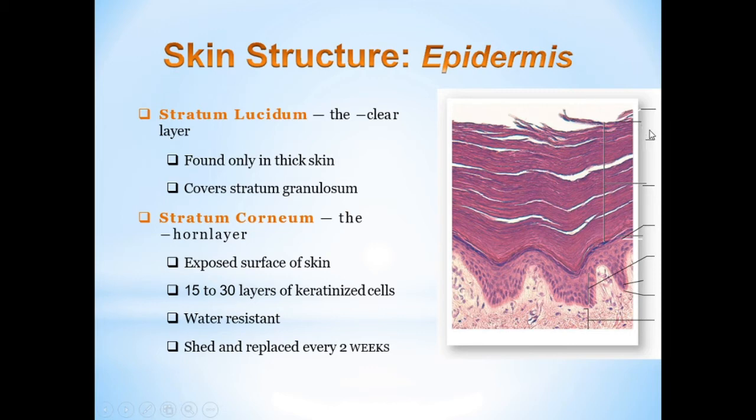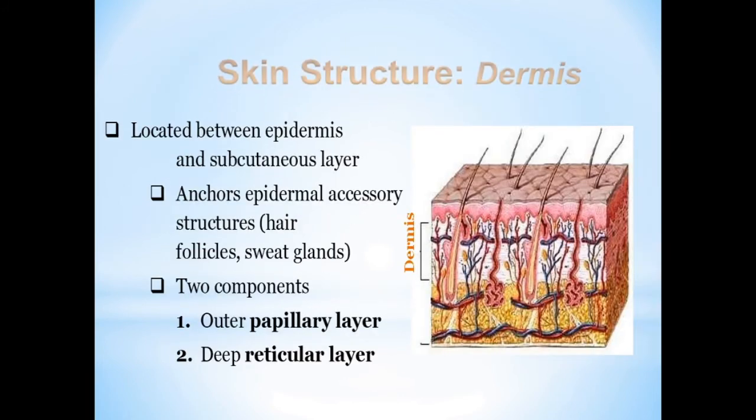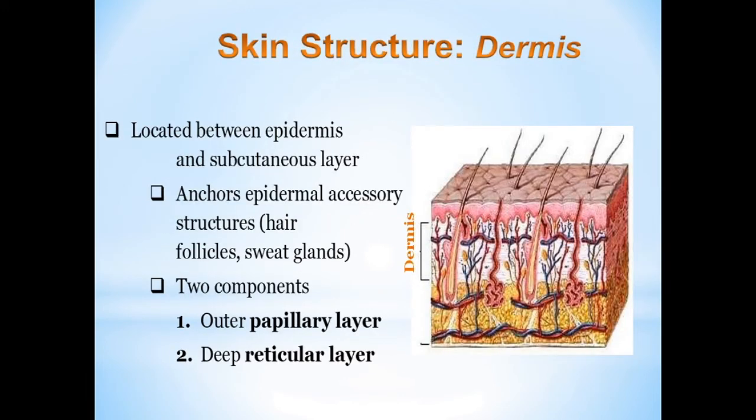This stratum corneum is a horny layer, horn layer. It is the exposed surface of the skin. There are 15 to 30 layers of keratinized cells in the stratum corneum. This is a water resistant layer, and this stratum corneum is shed off and replaced every 2 weeks. This is about the 5 strata which are present in the epidermis.